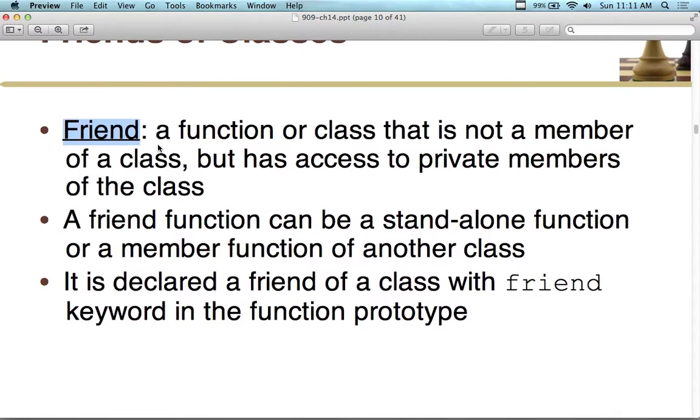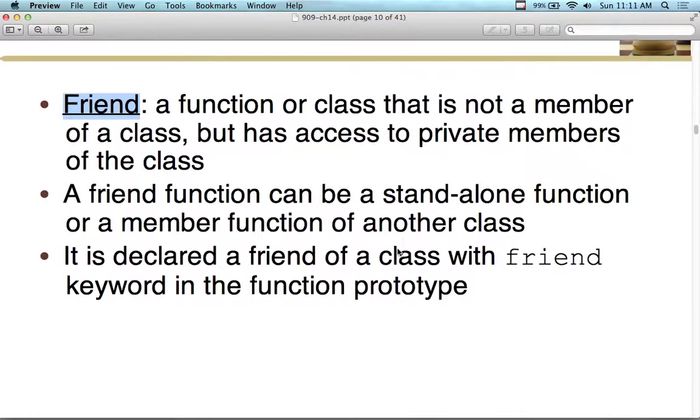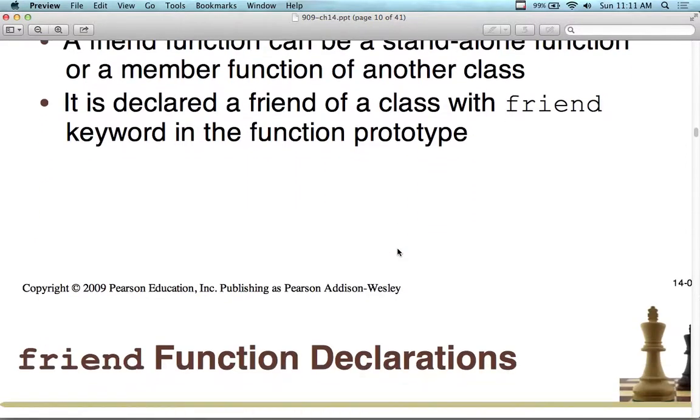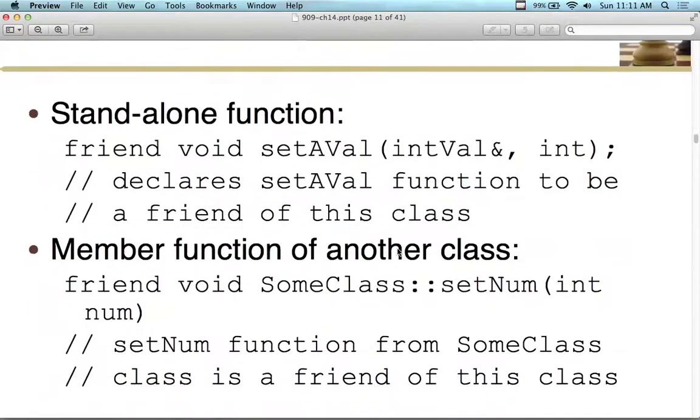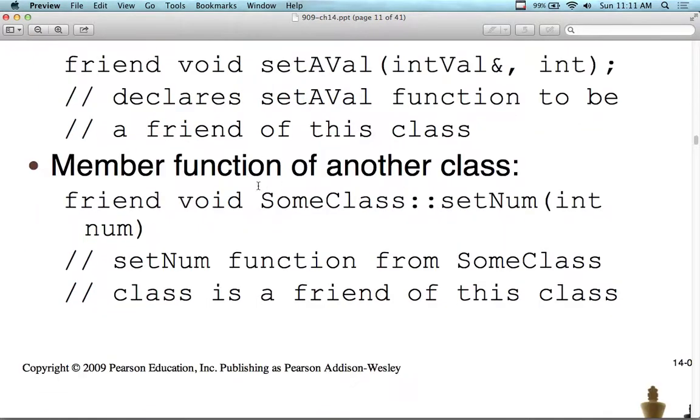Anyway, a friend method can be a standalone function or member function of another class. So when you overload and override operators, you generally use friends, because if you make it a friend method, then you can have access to it to change the data. So it's declared as a friend of a class with a friend keyword in the function prototype. Here's an example here. Friend void set a value, friend void some class set number. So you just use the keyword friend.